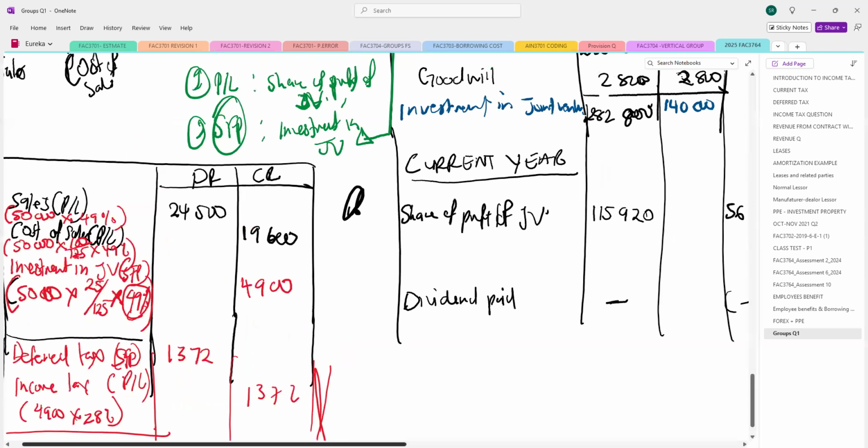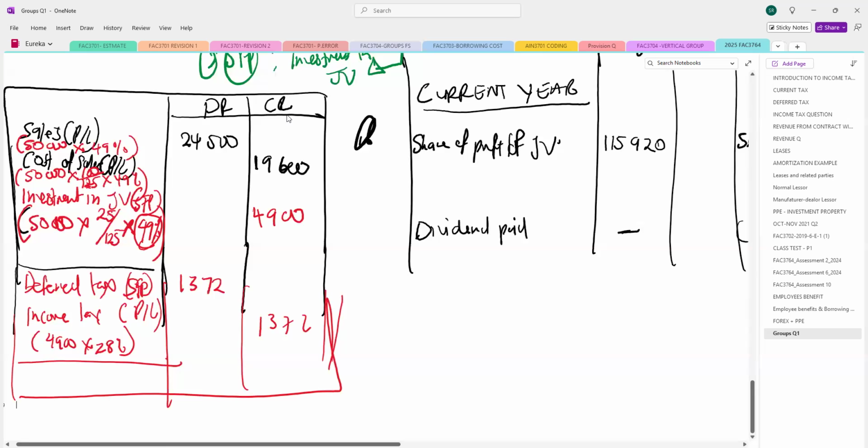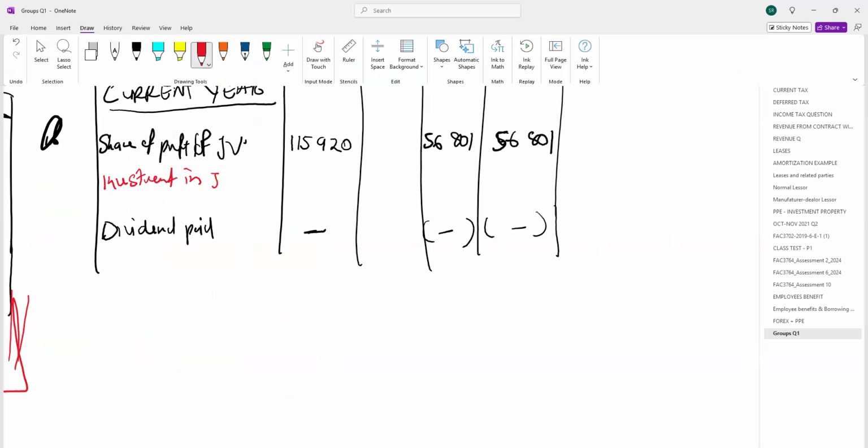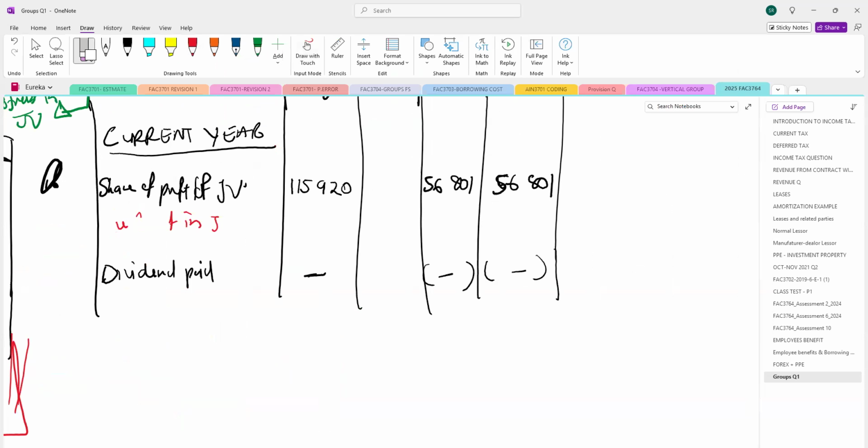Okay, so if you look at this, it actually does affect investment in joint venture because it's going to be credited by 4.9. So I'm going to have that adjustment here. Sorry guys, this is unrealized profits. The description is unrealized profit on sale of inventory, or on closing inventory. So the final amount is actually 4.9. That's how much we're getting. This is decreasing this.